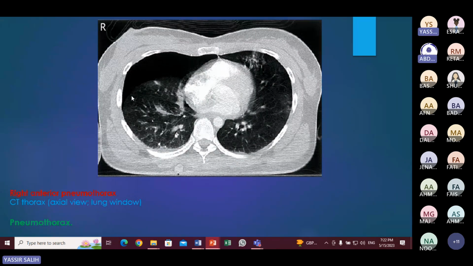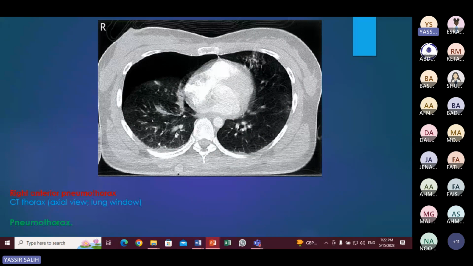The pleura consists of two layers, parietal and visceral. Yes, visceral and parietal. So where is this air? In the middle of the pleura. Yes, between the two pleural layers. What do we call it?